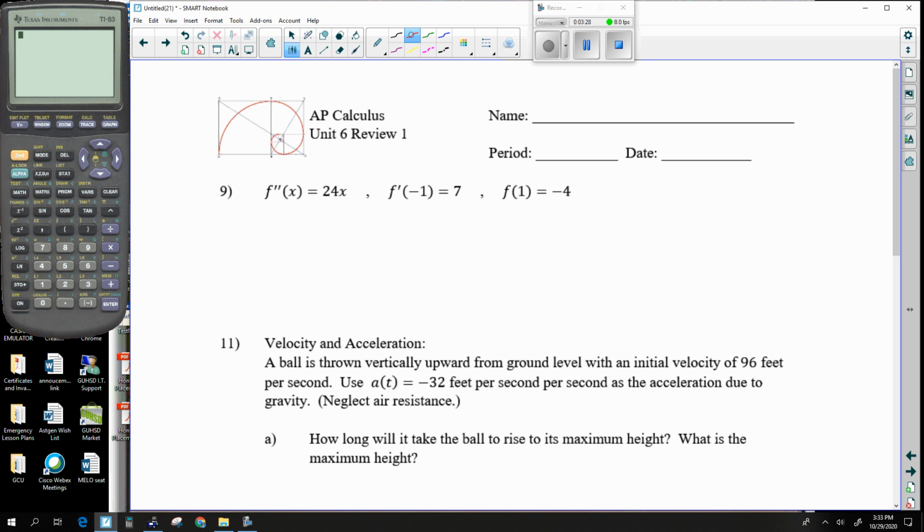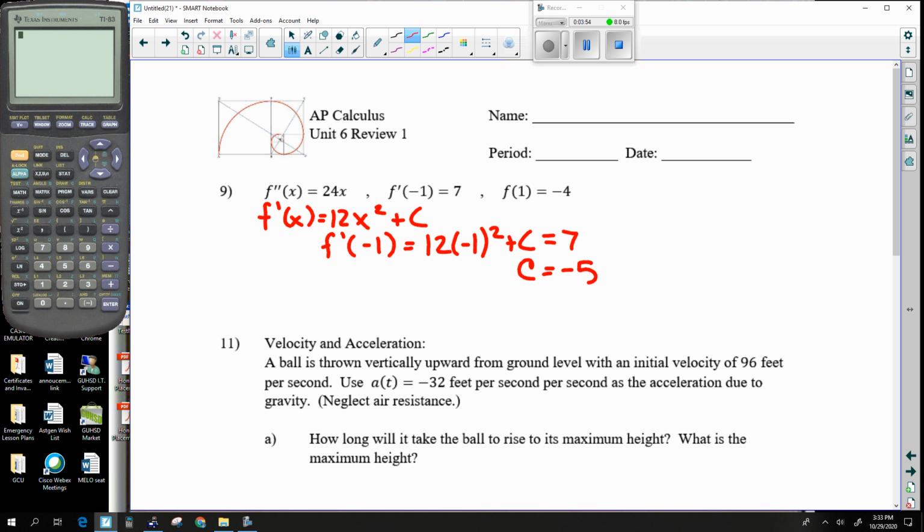Okay, here they start us off with the second derivative, not a big deal. So the integral of that will get you the first derivative. And so that's x squared divided by 2 is 12. They give you an initial condition with that of negative 1. That's equal to 7. Negative 1 squared is positive 1, so that's positive 12, minus 12 is going to be equal to negative 5. So the first derivative of this dude is 12x squared minus 5.